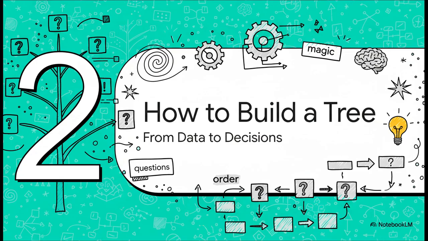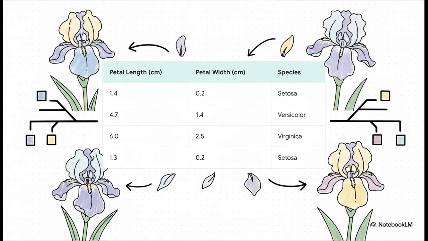All right, so we get the structure, but the real magic, the part that feels like actual learning, is how the machine builds this thing from scratch. I mean, how does it figure out which questions to ask and in what order to get the best answers? This part is really clever. To make this real, let's use a classic famous dataset called the iris flower dataset. The mission is simple. We want to build a tree that can look at a flower's petal length and width and correctly guess its species.